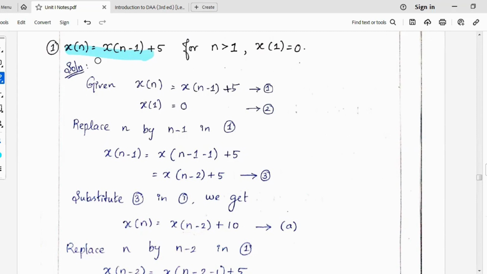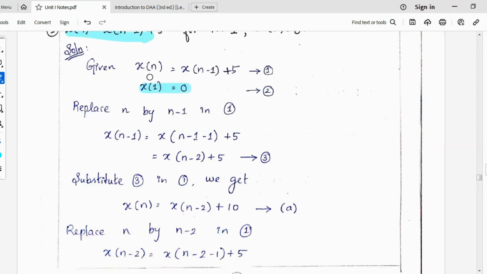In the backward substitution method, I am going to replace the right hand side of the recurrence relation by its expanded value. The given is x of n equal to x of n minus 1 plus 5. The base condition given is x of 1 equal to 0. So whenever the n value is 1, we will get 0. This is a base condition.